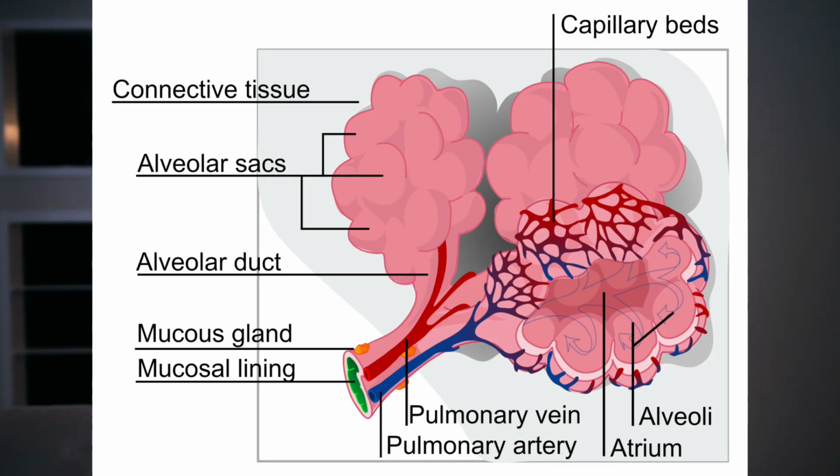This is where gas exchange occurs, where carbon dioxide is blown out, which is the waste your body does not need. And below that is a network of capillaries and blood vessels that help with oxygen exchange.